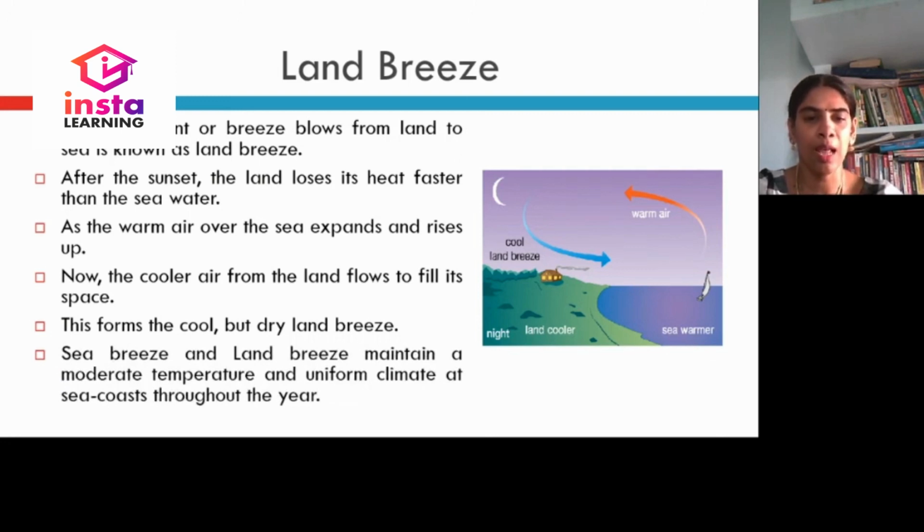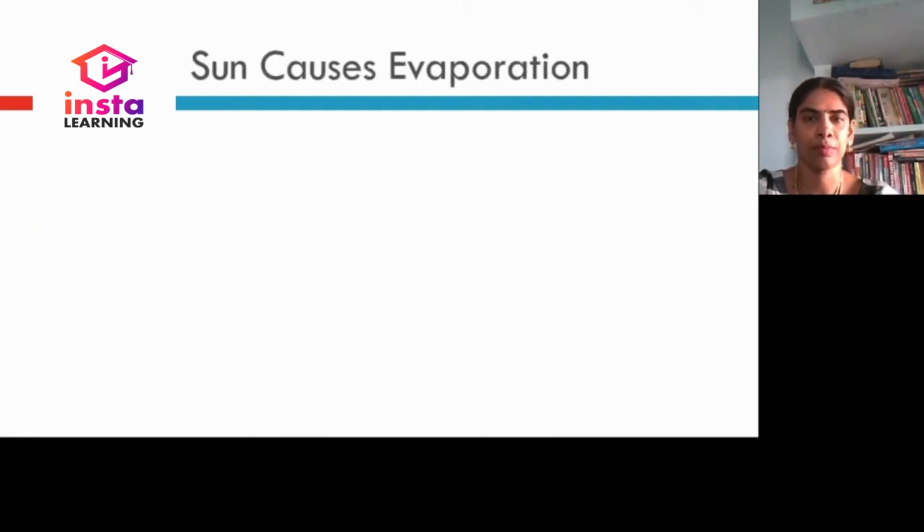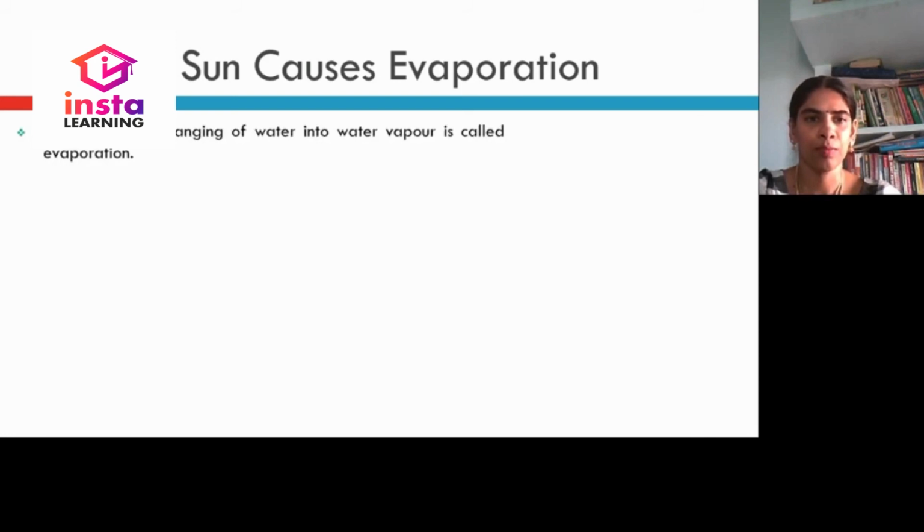Sea breeze and land breeze maintain a moderate temperature and uniform climate at the seacoast throughout the year. Sun causes evaporation. The process of changing water into water vapor is called evaporation. The heat of sunlight causes evaporation of water faster.